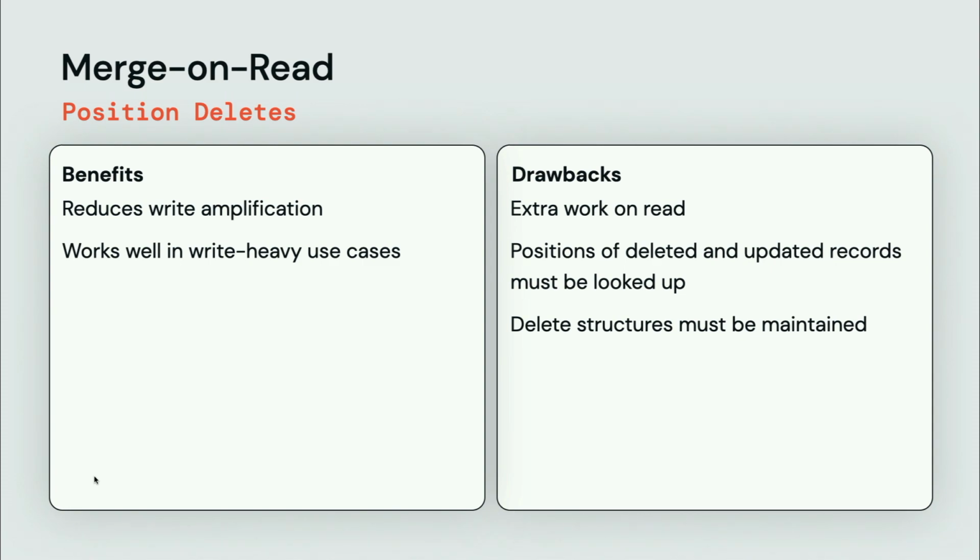And a specific downside of using positions is that you would have to look up positions of affected rows before you can encode soft deletes for them. For example, if you need to delete 10 IDs, you would need to look up their positions before you can encode soft deletes for those records. And finally, you also have to maintain those extra delete structures like you maintain your data file. So this means more compaction in the background.